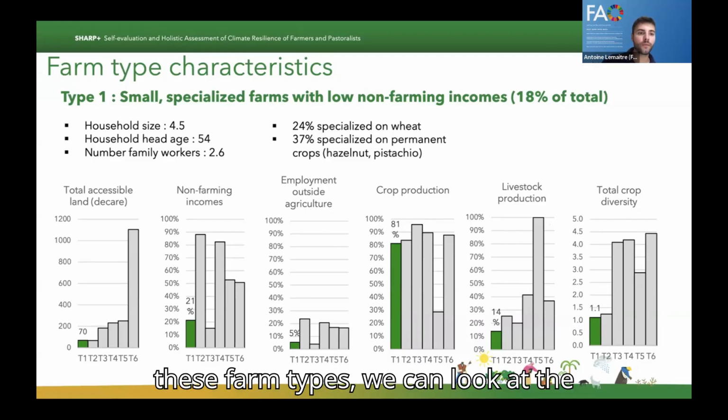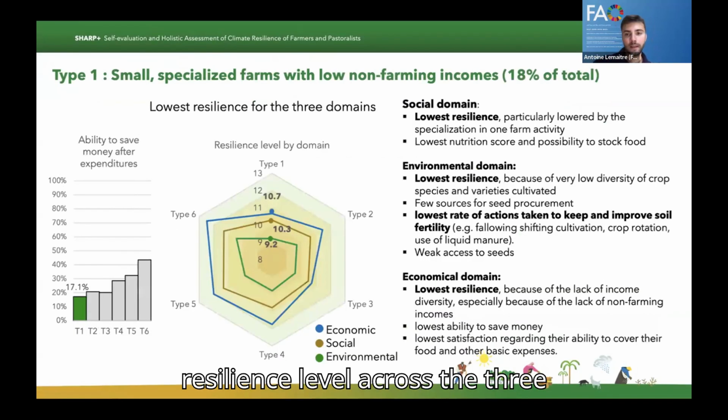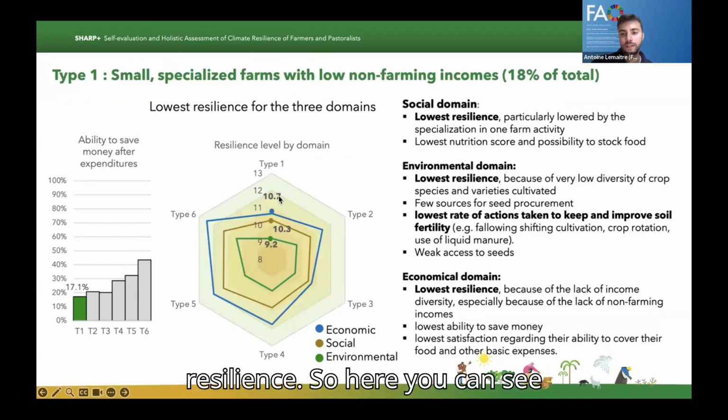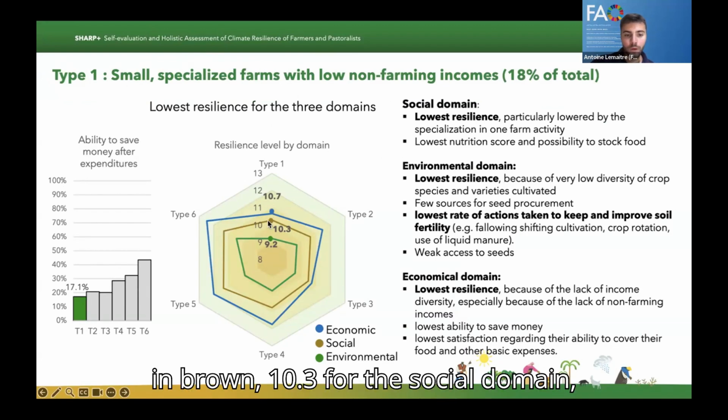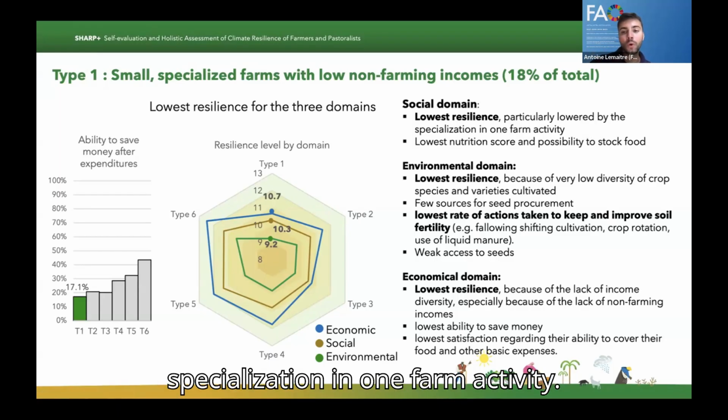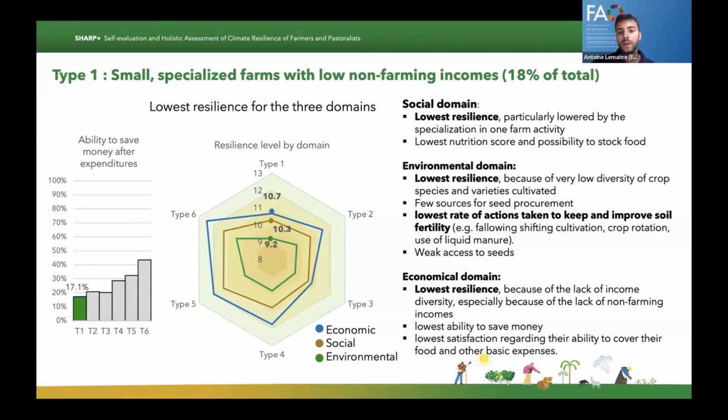And now for these farm types, we can look at their resilience level across the 3 different domains. For the social domain, we can see that they have the lowest resilience. So here you can see in brown, 10.3 for the social domain. They have the lowest resilience, particularly lowered by the specialization in 1 farm activity. They also have the lowest nutrition score and possibility to stock food.